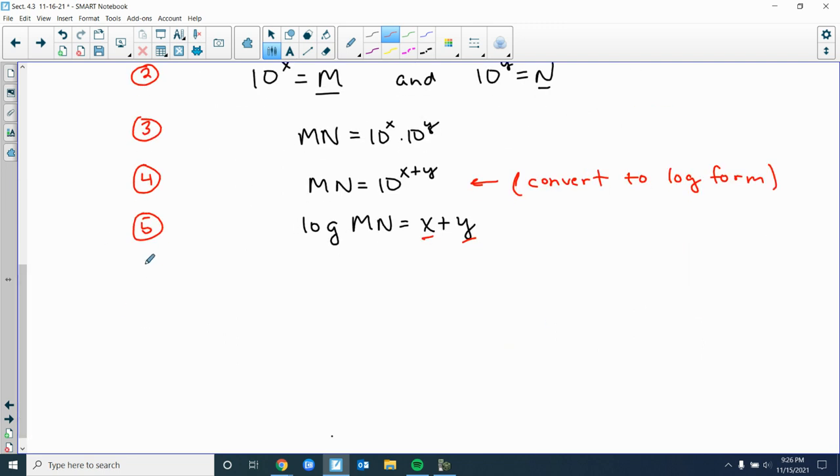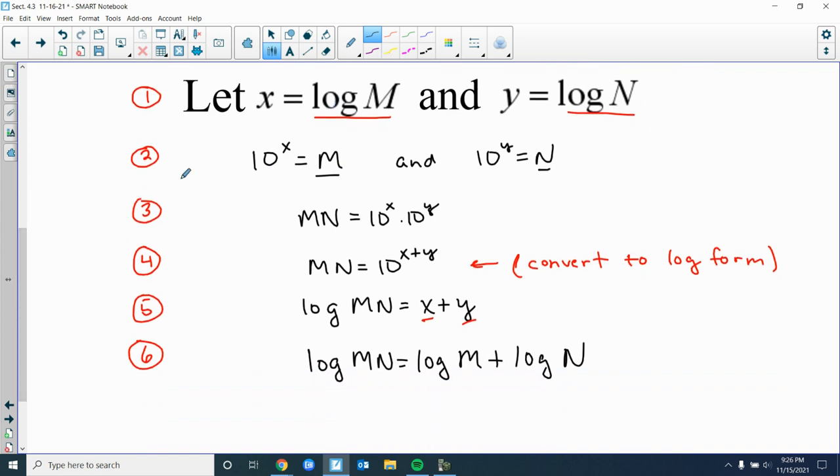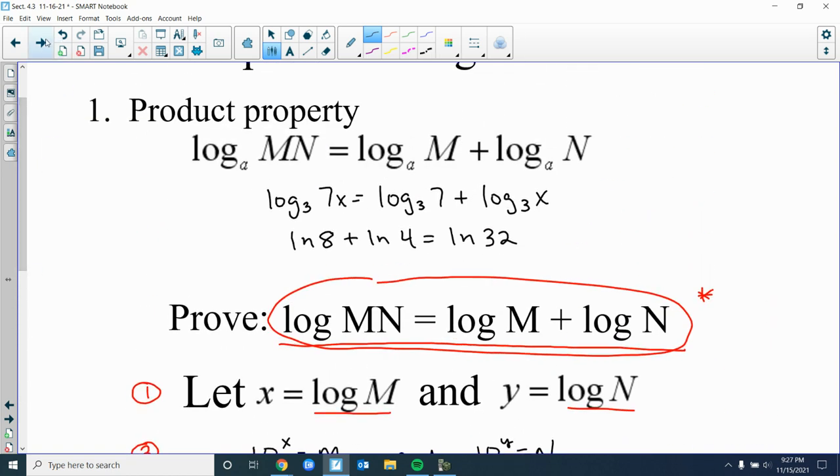So for step 6, and the final step, the log of m times n equals the log of m plus the log of n. Okay, and there's your proof. You have to have all 6 steps when we do this for the test. I'll tell you that now. Cannot skip a step, and there should be no need to add a step. So you need to do those 6 steps. So that is the proof of the product property. Okay, that's the first one.